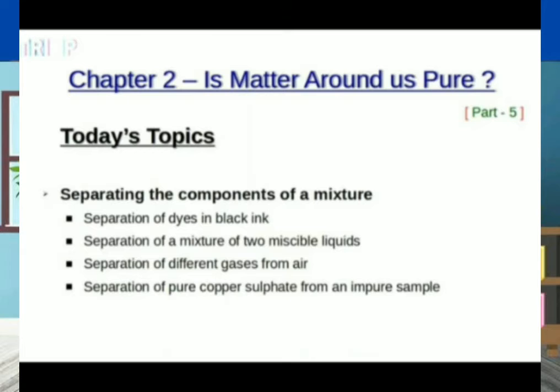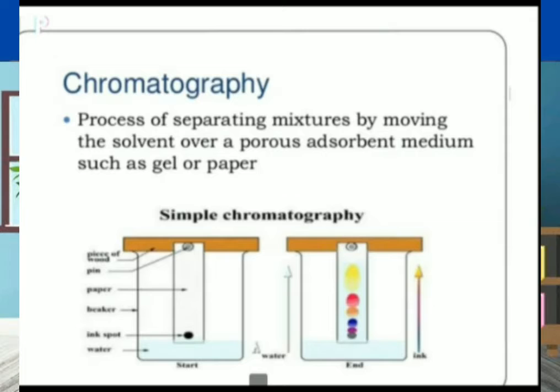The fourth one, separation of pure copper sulfate from an impure sample. Here we are taking an impure sample of copper sulfate and purifying it. Let's start. The first one is separation of dyes in black ink, through chromatography.